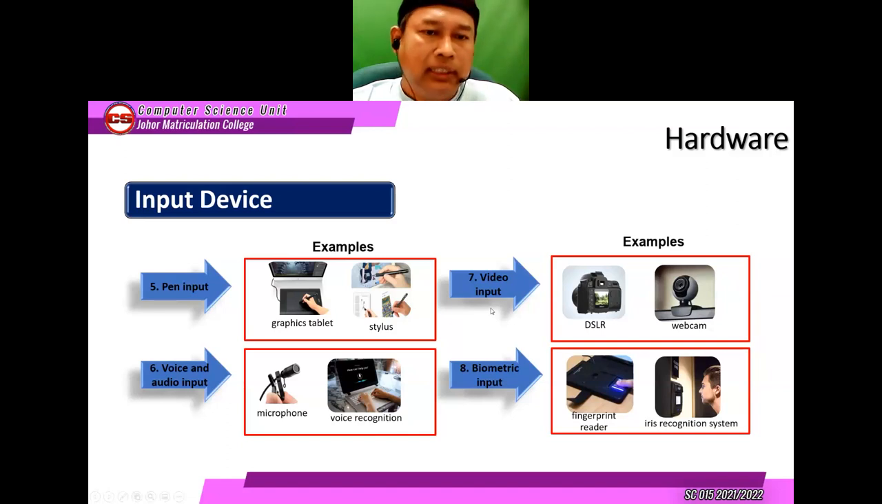Okay, number seven, video input. Video input can come from a DSLR, webcam, or phone camera. For example, you can put the data into your computers. And number eight is biometric input. Biometric input, for example fingerprint, iris recognition, face recognition. Usually biometric input is used for security. For security input.